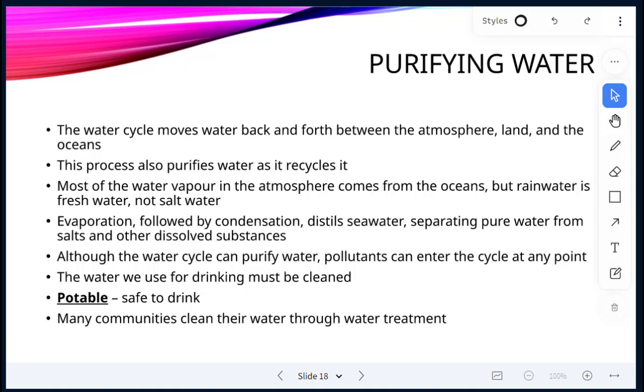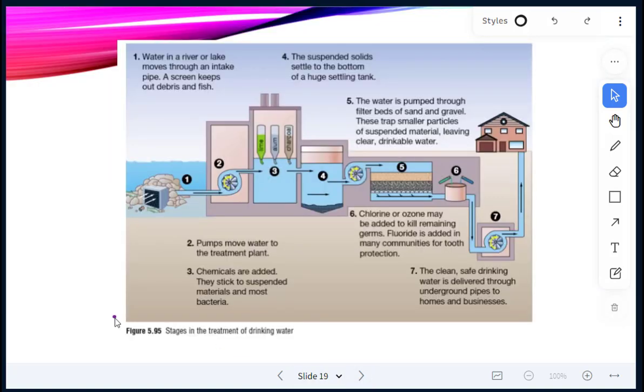Although the water cycle can purify water, pollutants can enter the cycle at any point. So the water that we use for drinking has to be cleaned. Potable water means it is safe to drink. So that's what that term potable means. Many communities will clean their water through a water treatment plant. In Calgary, we have water treatment plants.